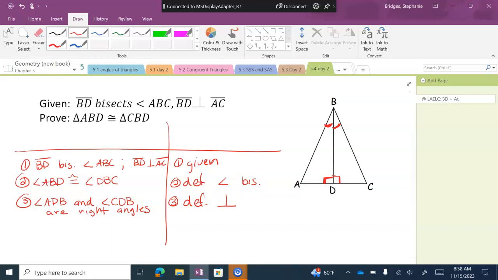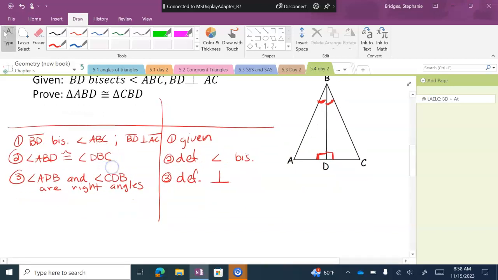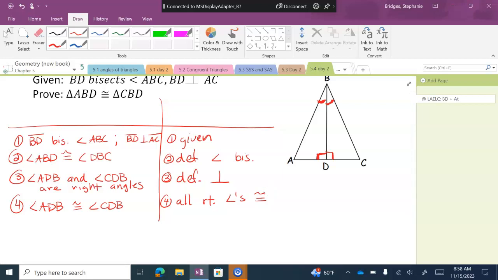Now, if I'm saying that I have two right angles, what should I be able to say next? That those two right angles are congruent. So I'm going to use the same names. Angle ADB is congruent to angle CDB. And that's because all right angles are congruent. So anytime you're given perpendicular lines, that should lead to two more statements: saying which angles are right angles, and then saying that those two right angles are congruent.